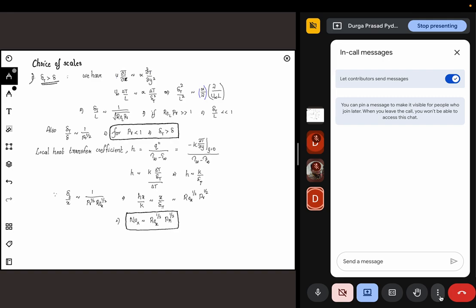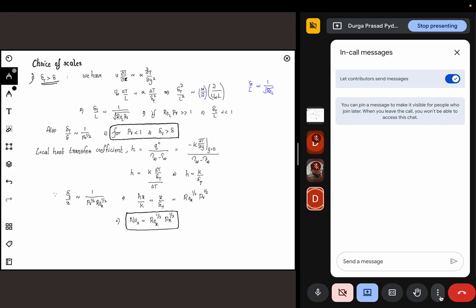And if you divide it to understand what is the ratio of delta T by delta. So we know delta by L will scale as 1 by square root of ReL. So if I divide this with this, I'll be left with 1 by Prandtl to the power half. So if the Prandtl number is less than 1, then delta T will be greater than delta.